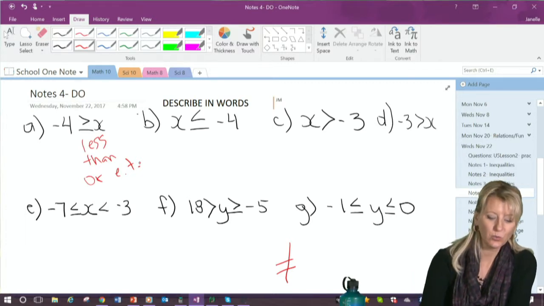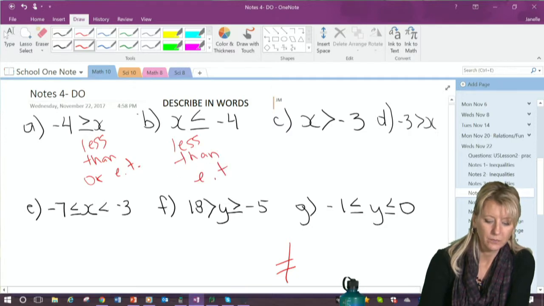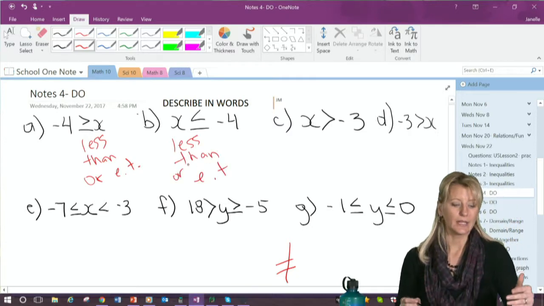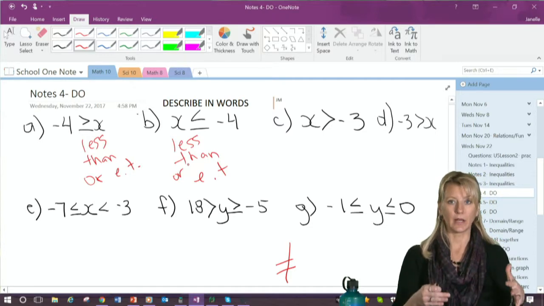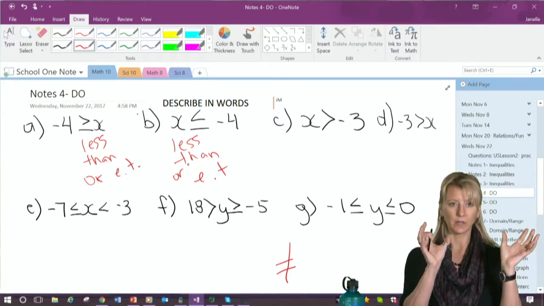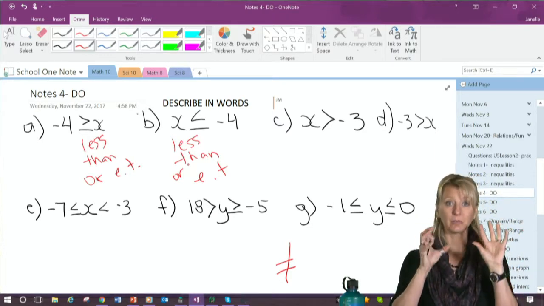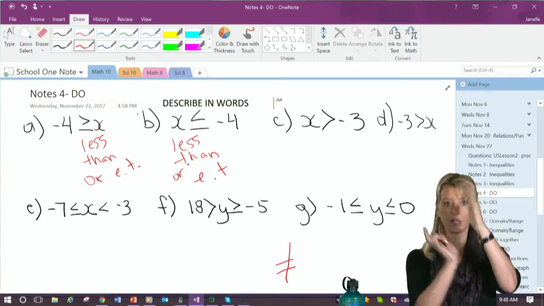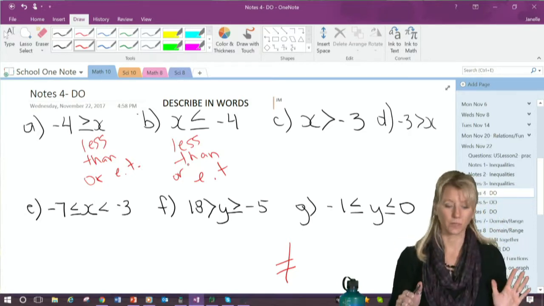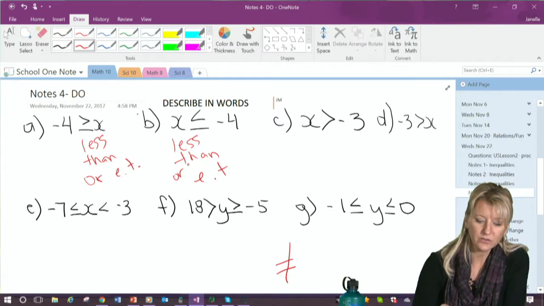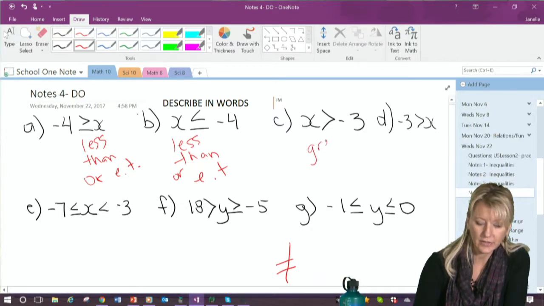Okay, so this one, it's also the same thing. It's also less than or equal to. Okay, so it is the exact same one. Do you guys see how it's the exact same one? It's just they've put the variables in different spots, and because they did that, you have to change the way the alligator is facing.